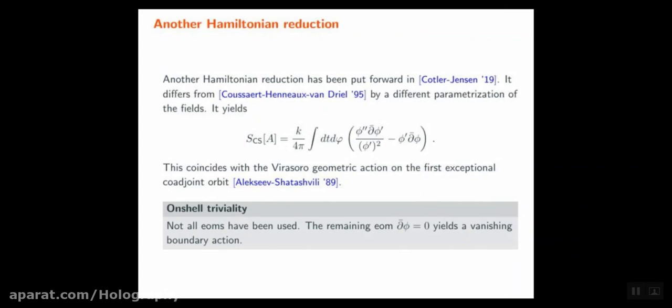There is a more recent Hamiltonian reduction due to Kotler and Jensen. It differs from the one by Coussard and Nguyen by a different parameterization of the fields, and they find this answer. Again, very similarly, this action corresponds to all sources being turned off. If you were to impose all the bulk equations of motion, in particular d bar phi equals 0, the action would vanish. This formulation has a nice group geometric interpretation in that it's the geometric action on the first exceptional coadjoint orbit of the Virasoro group. That's interesting, but again, it's different from the AdS/CFT generating function.